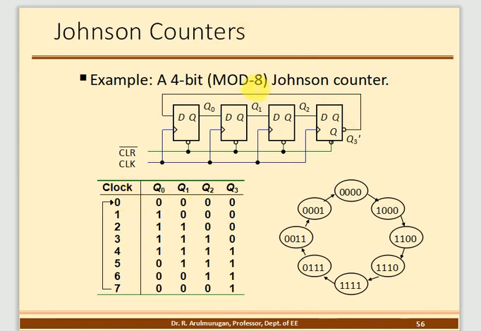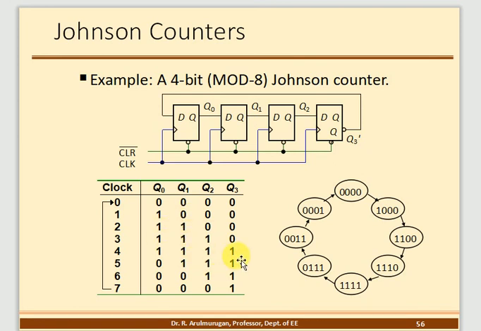The mode is 8, counting 0, 1, 2, 3, 4, 5, 6, 7, totally 8 states. What about the first one? When the clock value is 0, all values are 0. When the clock value is 1, the first flip-flop becomes 1. Then you apply the second pulse: the first one gives its output to the next input, so the second also produces 1, giving 1 1, then 1 1 1, then 1 1 1 1.